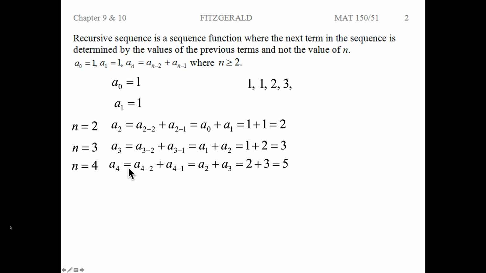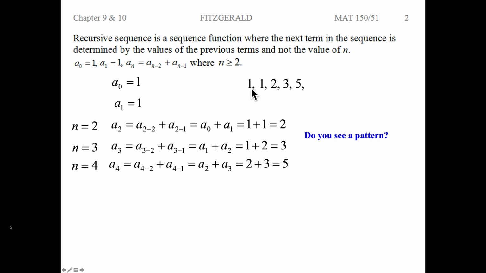I'm going to try it one more time. When n is 4, a sub 4 is equal to a sub 4 minus 2 plus a sub 4 minus 1, which is a sub 2 plus a sub 3. Yep, it's happening. I see it. That's 2 plus 3. That's my two previous terms. My last two terms in the sequence that I've created get added together to give me a 5.